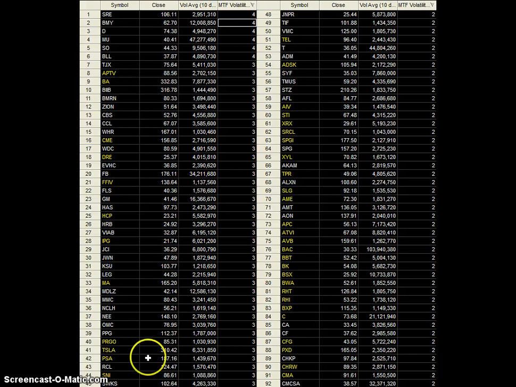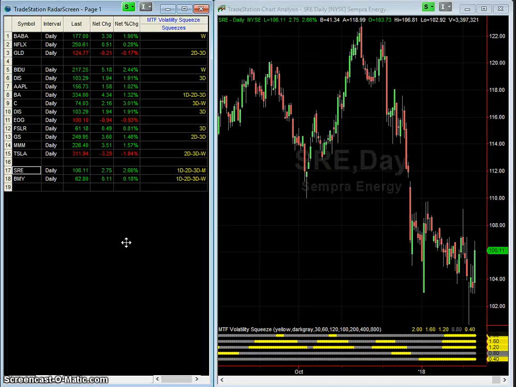Okay, back to the radar screen and chart just to show you that everything lines up. We said we had 4 volatility squeeze indications on the daily time frame when the daily was the base time frame. So now we can see, for SRE, Sempra Energy, we have a 1-day, 2-day, 3-day, and a monthly squeeze, and you can see that corresponds over here to what you see in the charts. Again, this one's going down, so we'll see how that turns out. But just showing you how that works.